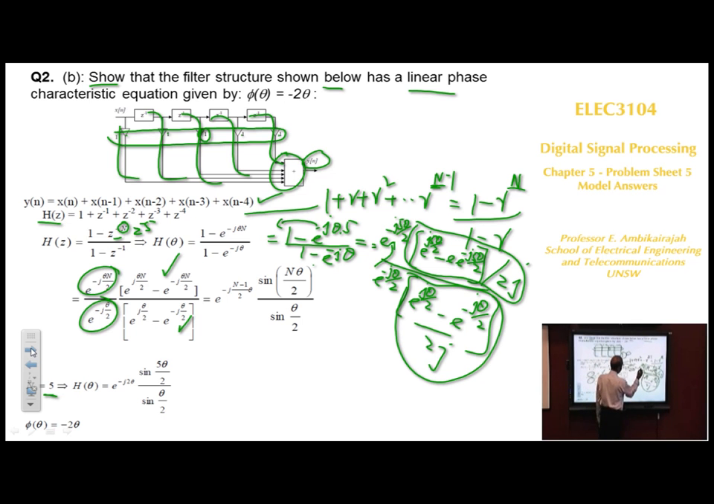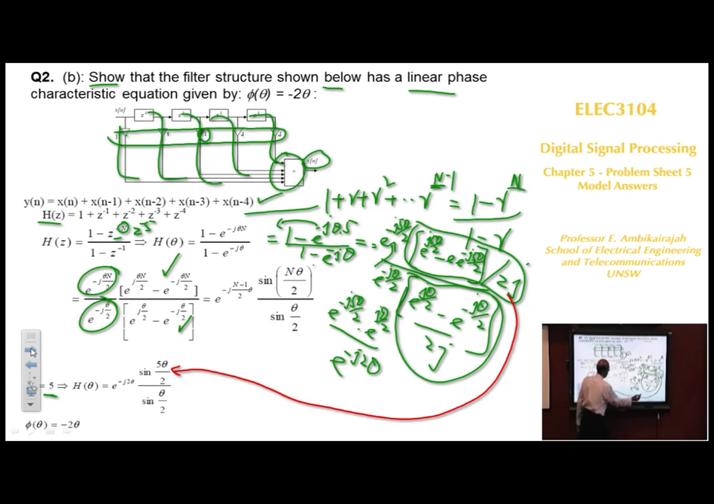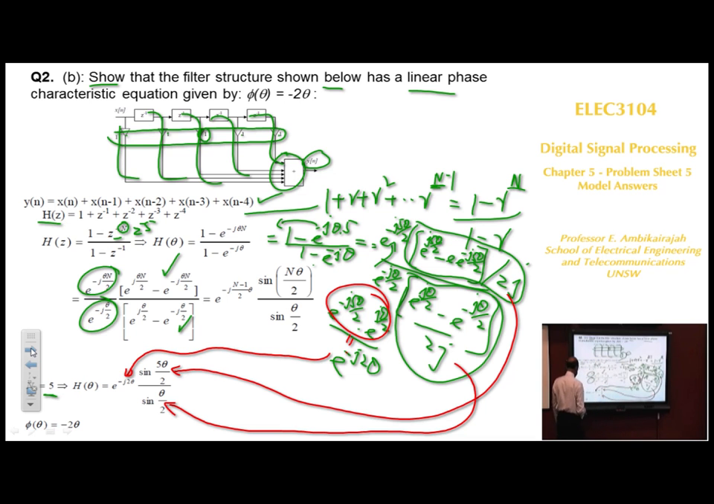And you bring this up here, it will give you e to the power minus j 5 theta over 2 times e to the power j theta over 2, right? And so if you do that, it will end up as this is equal to e to the power minus j 2 theta. And this will become sine 5 theta over 2 here. From here, if you come from here to here, sine 5 theta over 2. If you come from here to here, sine theta over 2. So this whole thing is equal to that.